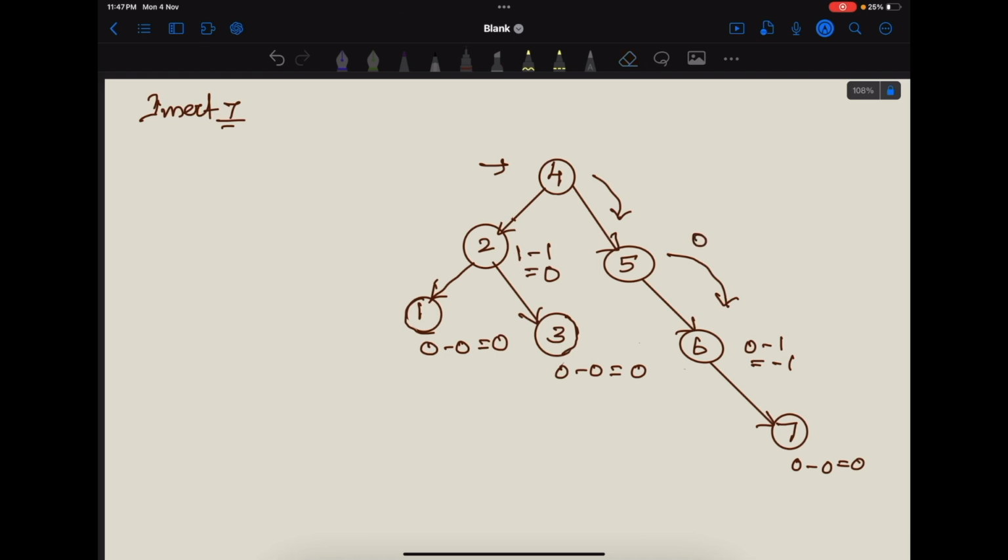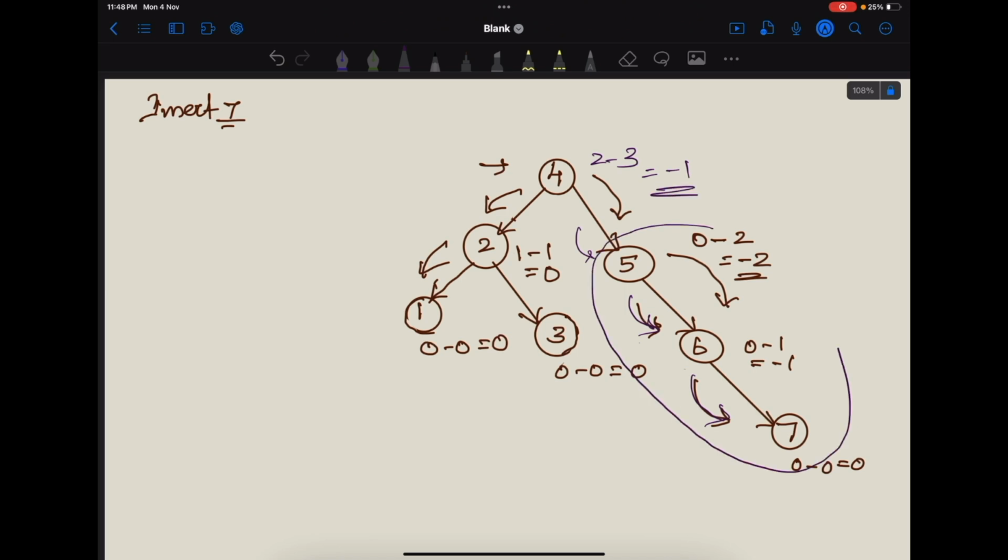So 0 minus, and on the right hand side we have 2 levels for 5. So here the answer is 2, so the answer is minus 2. The condition is imbalanced. And coming to 4, there are 2 levels in the left hand side. So 2 minus, and on the right hand side we have 1, 2, 3, so 3 levels are there. So the condition is minus 1. The tree is balanced at 4, but at this place, the tree is imbalanced.